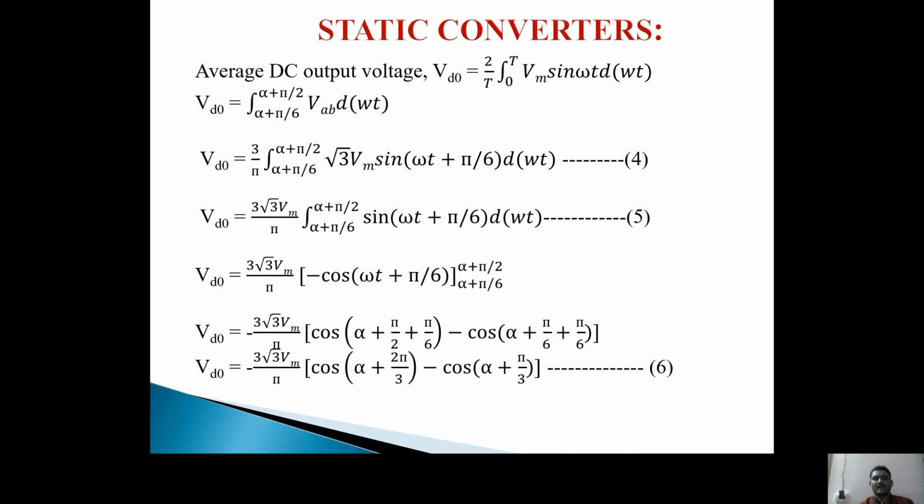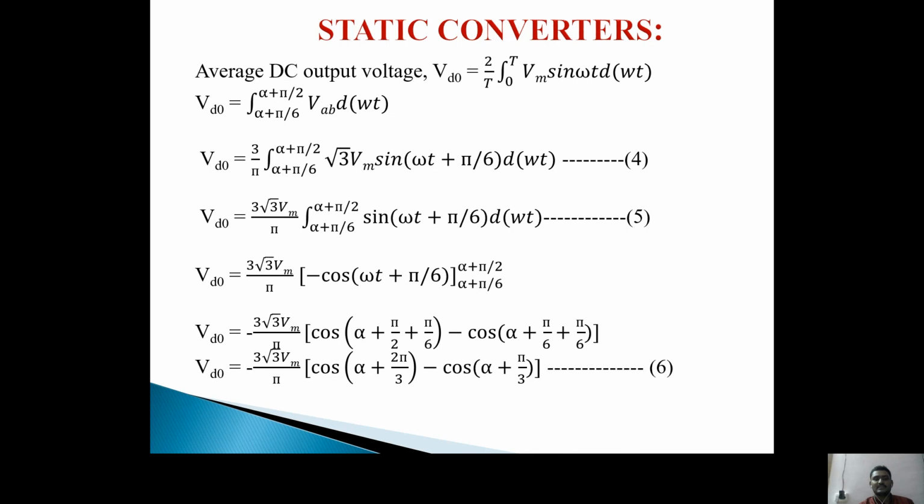Here VAB, you know already, is root 3 Vm sine of omega t plus pi by 6 d omega t. Treat this as equation number 4. Vd0 is equal to, we write root 3 Vm outside of the integration, that is 3 root 3 Vm by pi into integral alpha plus pi by 6 to alpha plus pi by 2 of sine of omega t plus pi by 6 d omega t. Treat this as equation number 5, and Vd0 is equal to 3 root 3 Vm by pi.